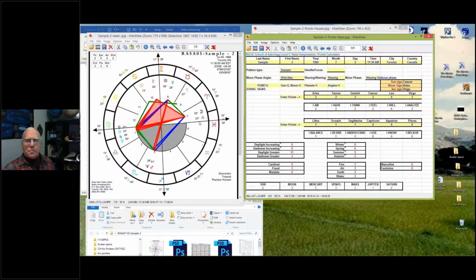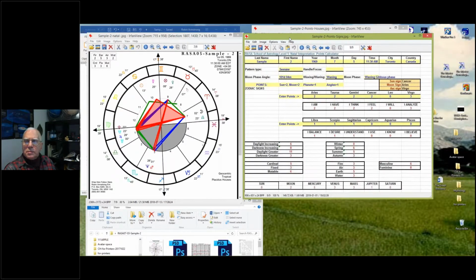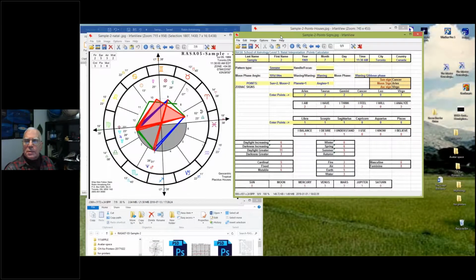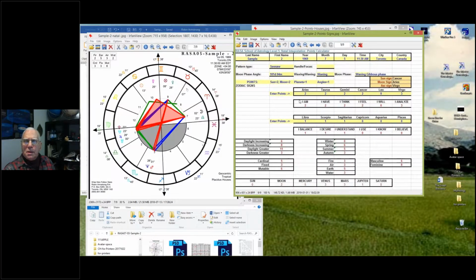Now, okay, sorry, I've got to move this over a little bit. We see the planets and the signs in the breakdown. Two points I have: the Sun and the Moon in Aries. Two points I have: Saturn and Venus in Taurus. Two points I think: Mercury in the Midheaven, Gemini. Two points I feel: the Sun in Cancer. Zero points I will. Three I analyze.